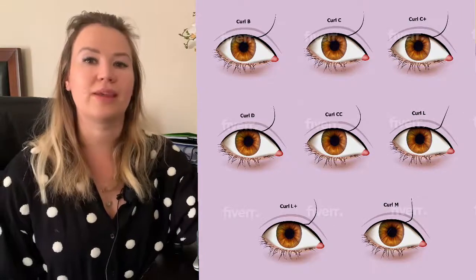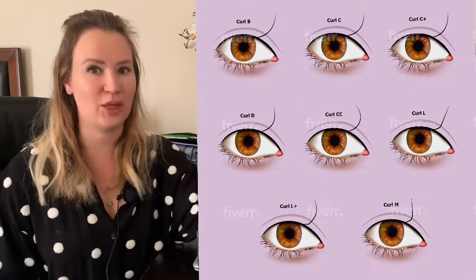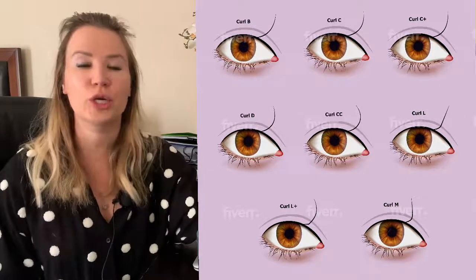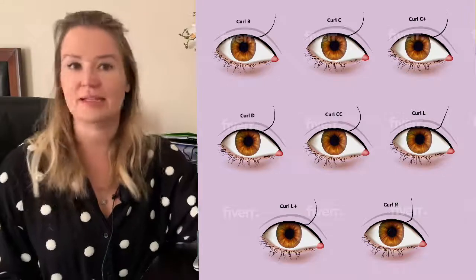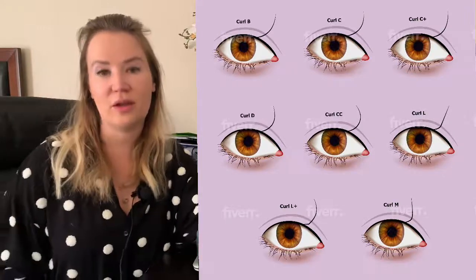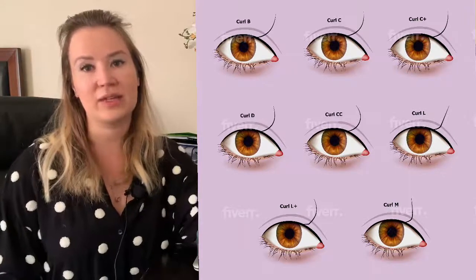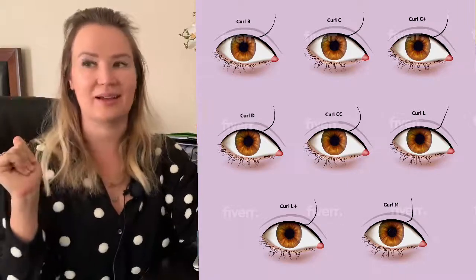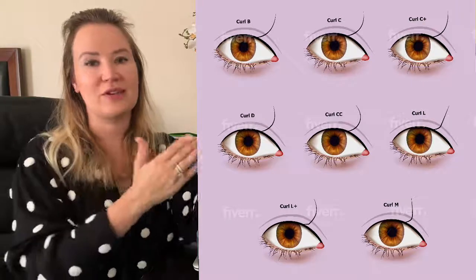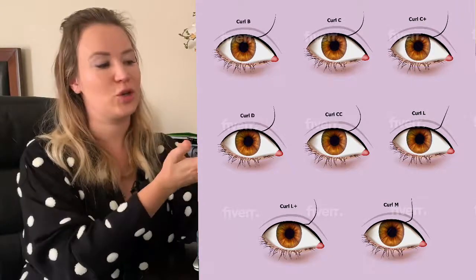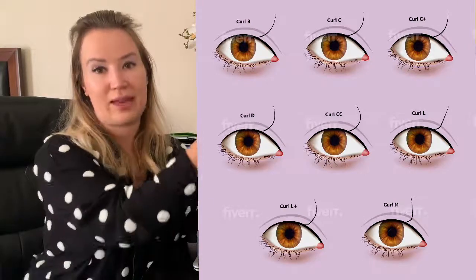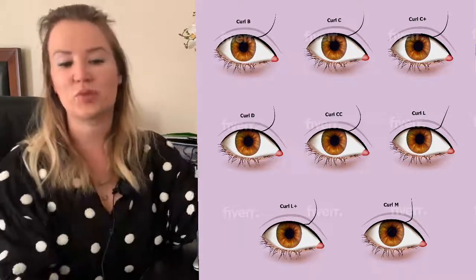So the next curl we're going to talk about is the L curl. The L curl is actually one of the hottest curls right now. It's really popular. Clients are loving it. Clients are asking for it. It's a really fun curl to work with, because it really gives that nice cat eye effect. It's a very sharp curl, so the angle here on the curl is almost like 90 degrees. And so it's really fun to work with.